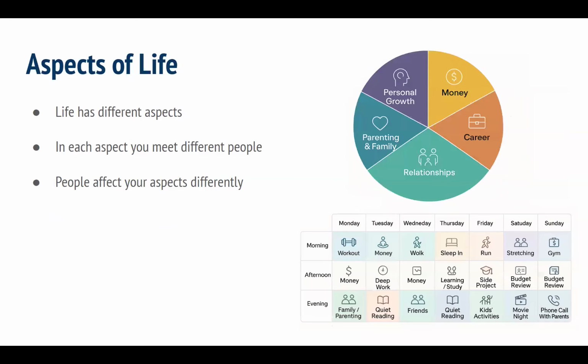So there are many aspects to our life: personal growth, saving money, career, relationships, parenting, and family. In each of these aspects, you go out and do activities like going to work, going to the gym, taking a walk, or hiking. And in each of these activities, you meet people that will influence you in a specific way.